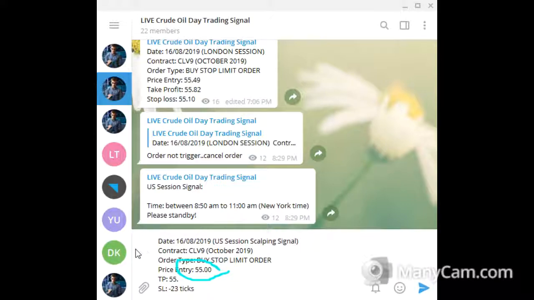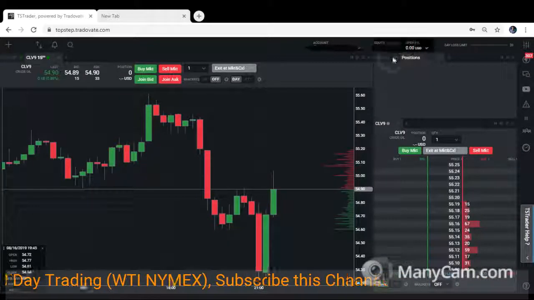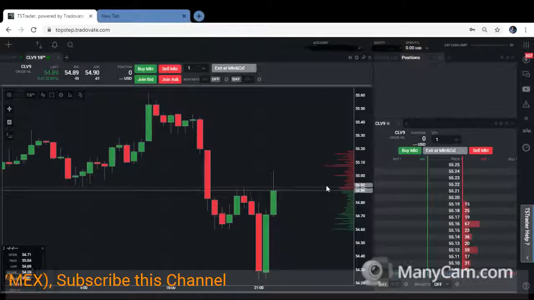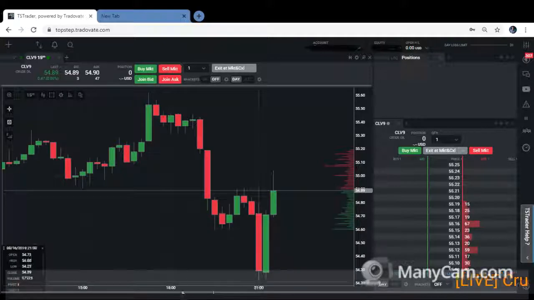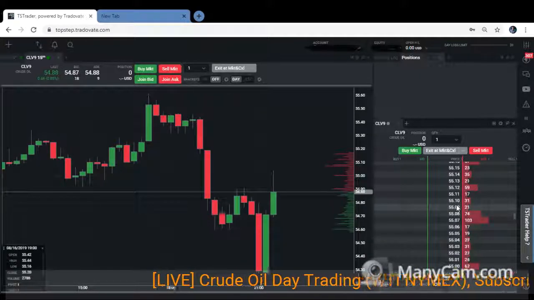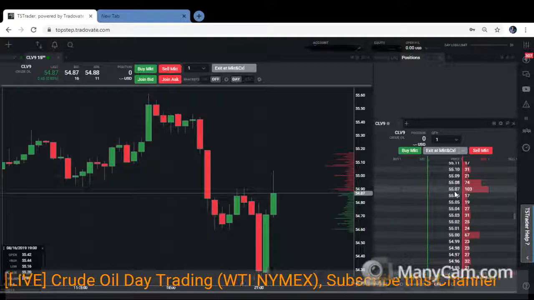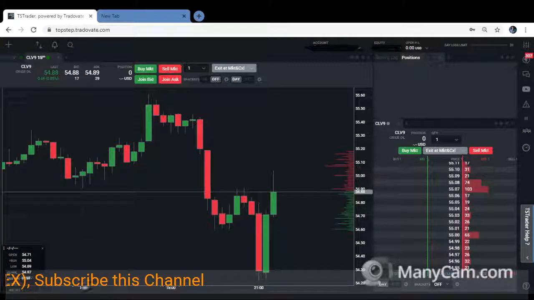So let's go to the chart again. Price is still... hopefully the market will not go sideways today, because today is Friday. Hope the traders still have more energy. Okay, there's a high volume here waiting at 55.07. This is interesting.